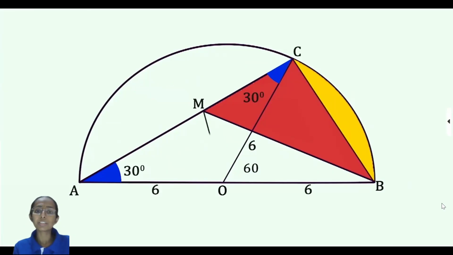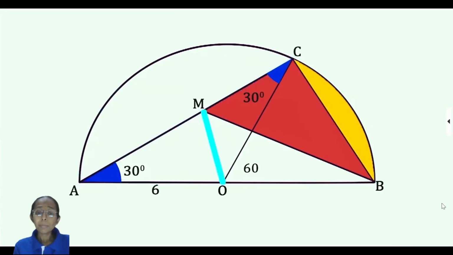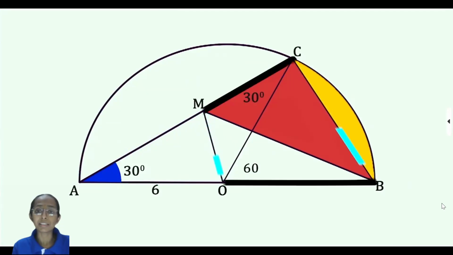Now look at the point M. M is the midpoint and we join OM. Now we see that M is the midpoint of line AC and O is the midpoint of side AB for triangle ABC. Now by the midpoint theorem, we know that a line which joins the midpoints of two sides of a triangle is parallel to the third side. So line OM is parallel to line BC.